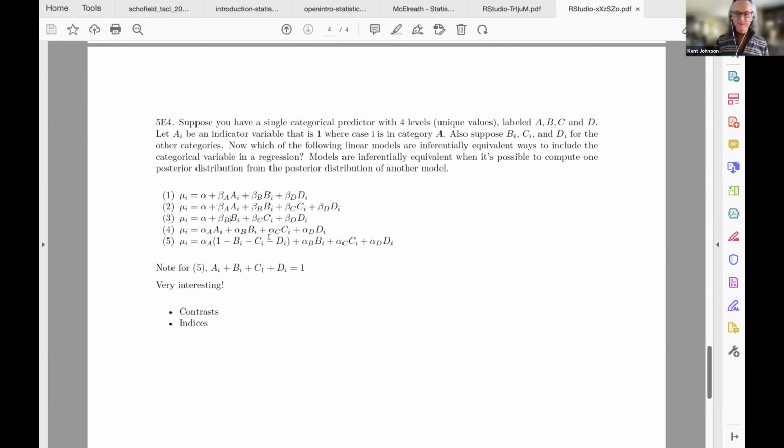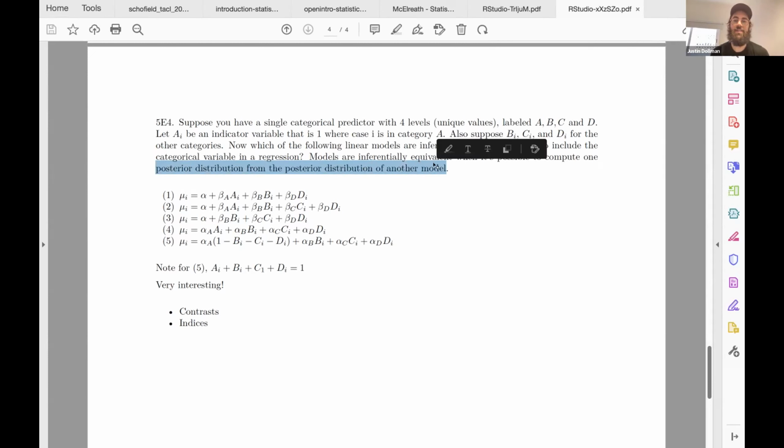I think they're equivalent. But do you think that they are? So this is the real thing: the reason I don't feel confident in my answers, except when I think it's impossible, is whether it's possible to compute one posterior distribution from the posterior distribution of another model. That's where I feel like, I'm new enough to this. So we're looking for the posterior distribution of the parameters.